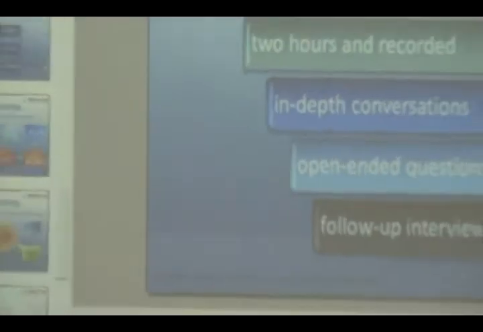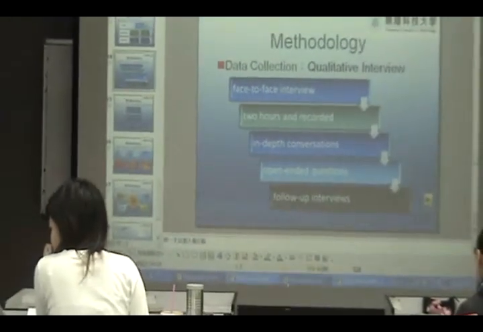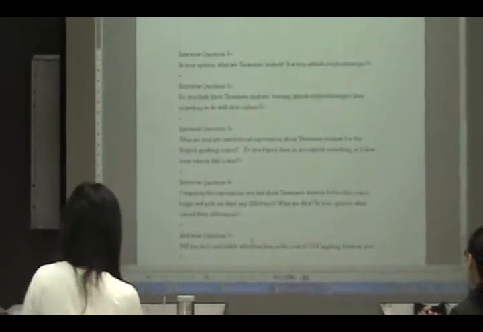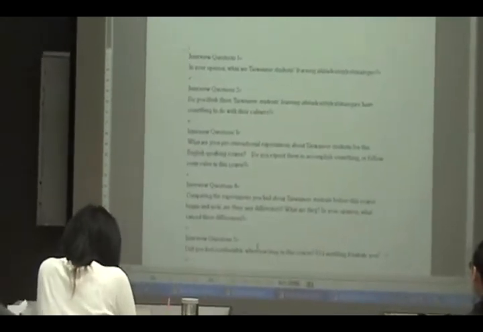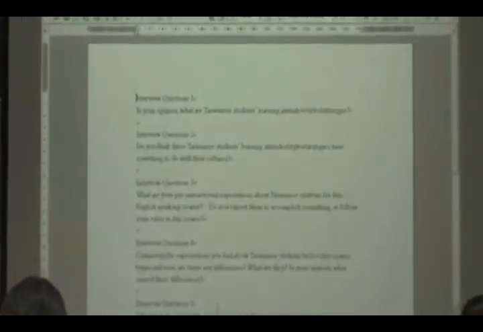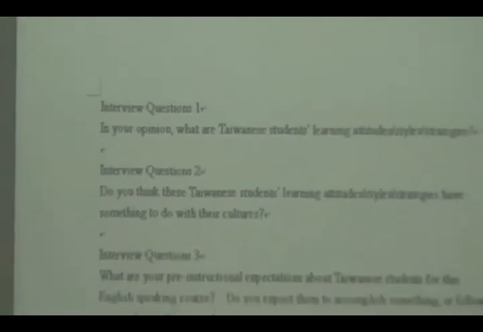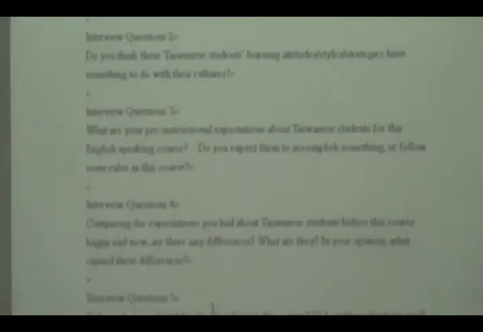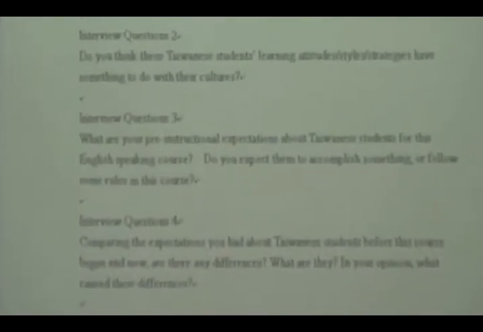Would you please read the example question? For example, for interview question 1, in your opinion, what are Taiwanese students' learning attitude and style or strategies like? And the teacher can describe his thinking about this answer.